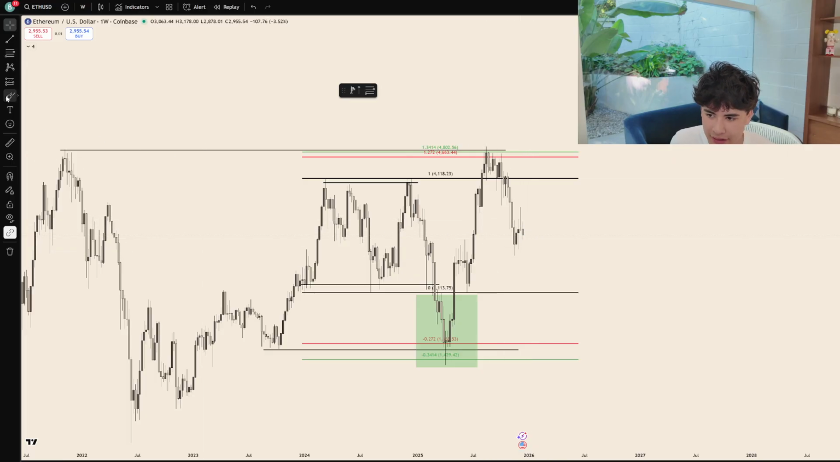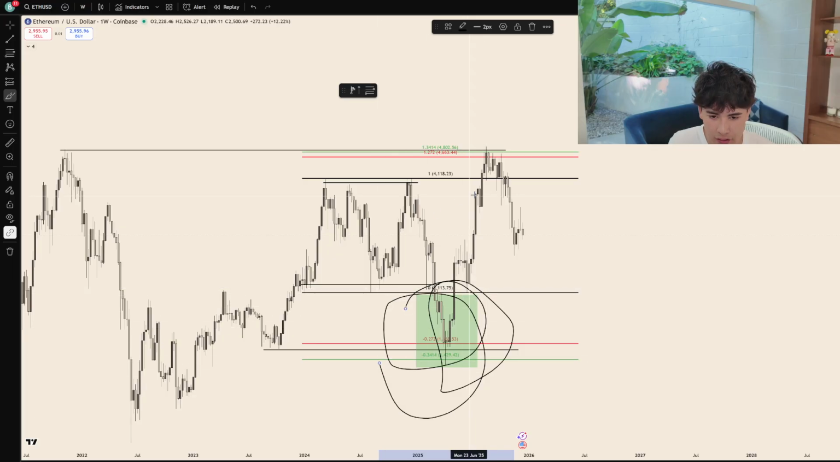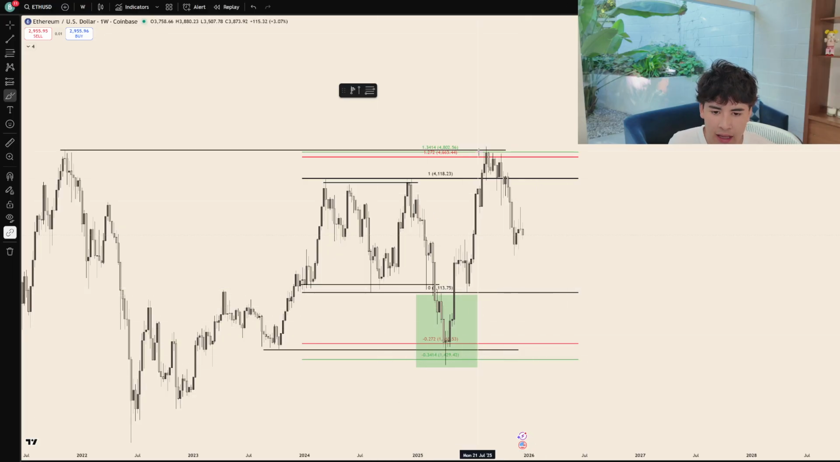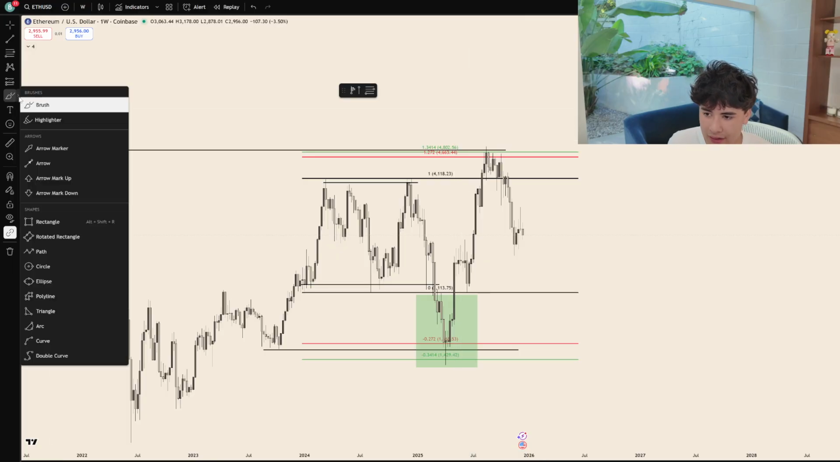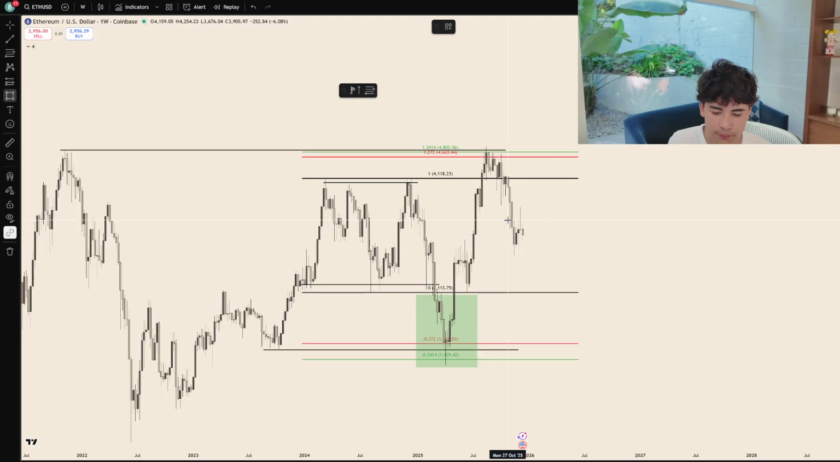I wouldn't necessarily say that Ethereum needs to come to the range lows, because usually the first deviation of a range is going to provide the biggest move. While it did also deviate to the upside right here, we can highlight this deviation. The move as of now isn't as strong as this deviation down here, but here's going to be our deviation. So hopefully you see that this is a range deviation.